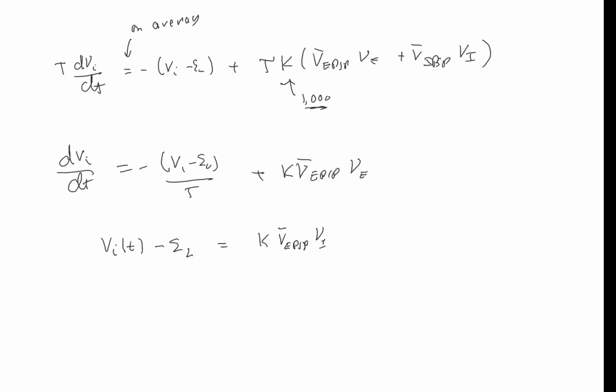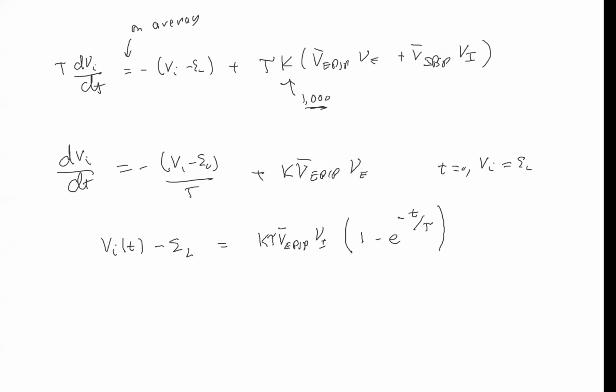Okay, so that's 1 minus e to the minus t over tau. Okay, so if we assume that at time t equals 0, V_i equals E_leak, it increases like this. Okay. There's actually a tau here. Oh, there's a tau here, yeah.